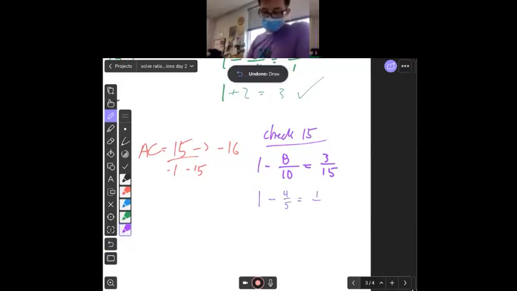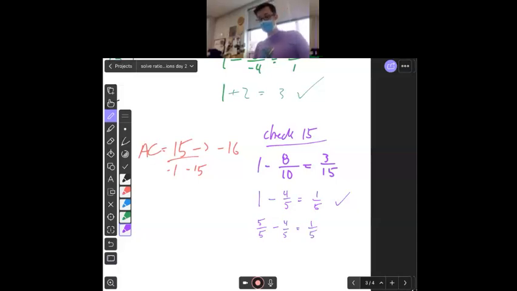Okay. I would hope that you guys recognize that this is true. 1 minus 4/5 is 1/5. I'm afraid that some of you guys don't recognize that. You know, but 1 is 5/5 minus 4/5. Really not that confident that you guys are that good at fraction work. Recognize that? You should know that this is true.